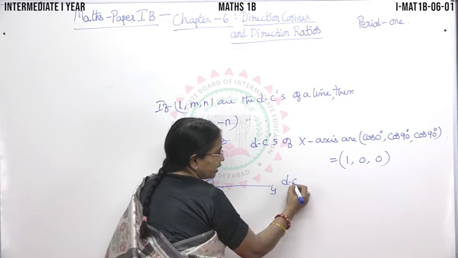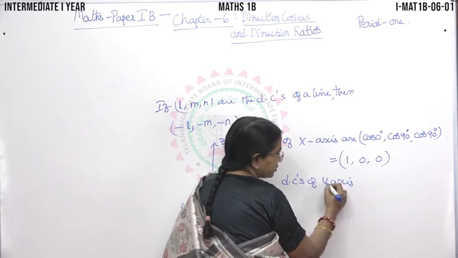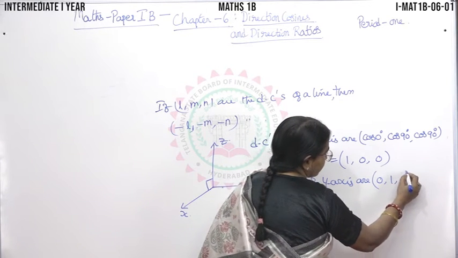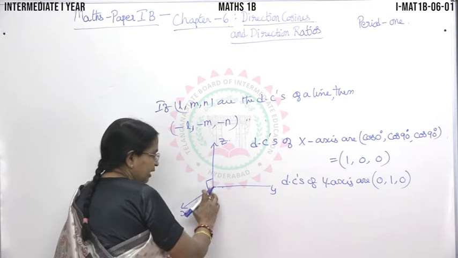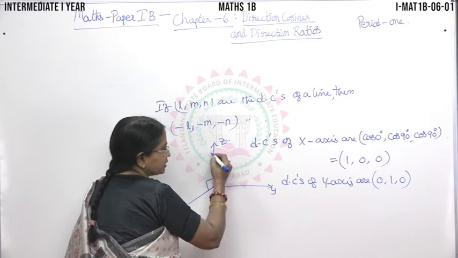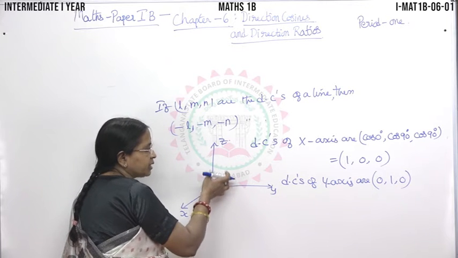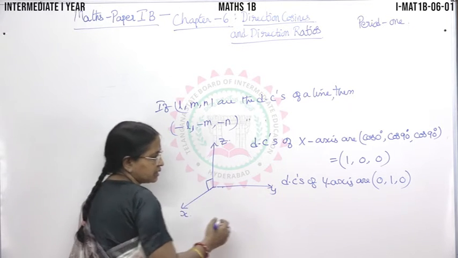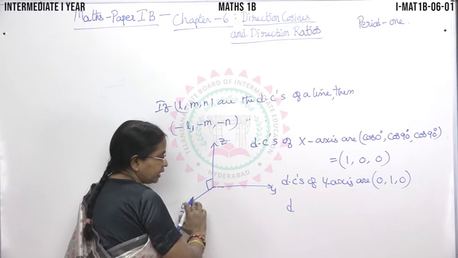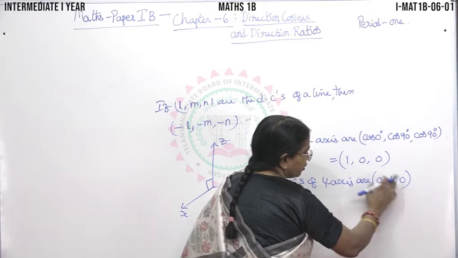Next, in the same way, the direction cosines of y-axis are 0, 1, 0. Y-axis makes 90 degrees with x-axis, then 0 degrees with the positive direction of y-axis, and 90 degrees with z-axis. So these are cos 90, cos 0 and cos 90.